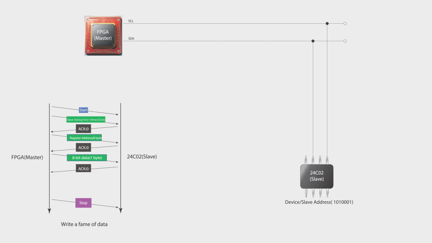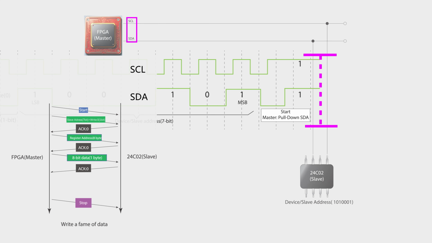In today's video, let's learn about how the I2C protocol works. I2C has two communication lines, which are SCL and SDA respectively. SCL stands for serial clock and SDA stands for serial data. SCL and SDA keep a high level by default.